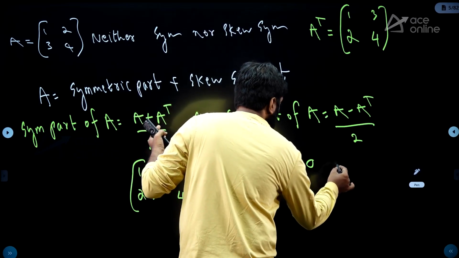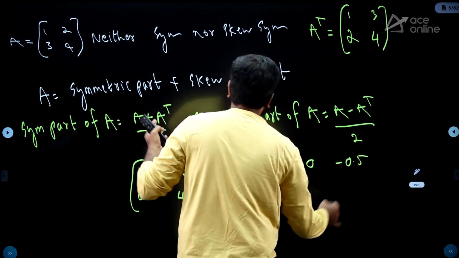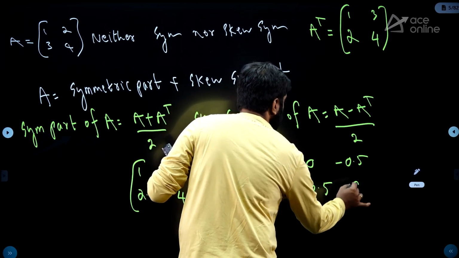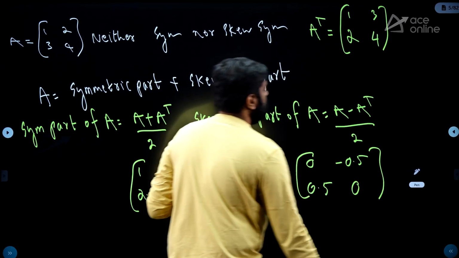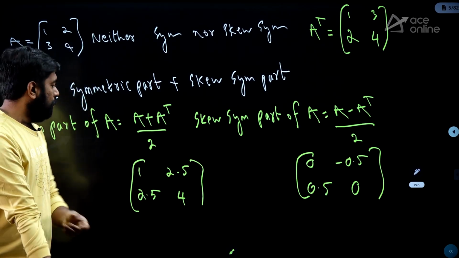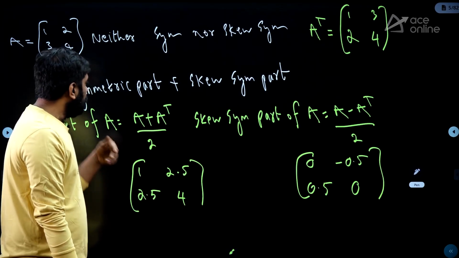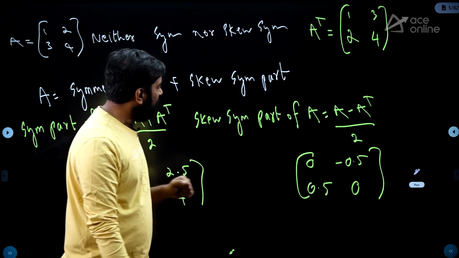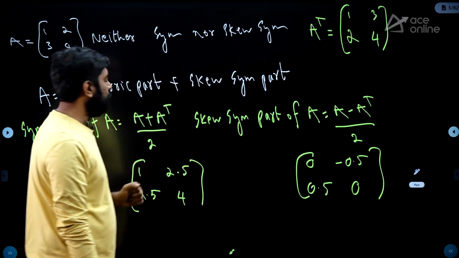2 minus 3 by 2 is minus 0.5. 3 minus 2 by 2 is 0.5. And 4 minus 4 is 0. I'm very happy with this calculation. The principal diagonal elements are 0. So this is called the symmetric part of A, and this is called the skew-symmetric part of A. Now some students will ask, why did you put 2 here?